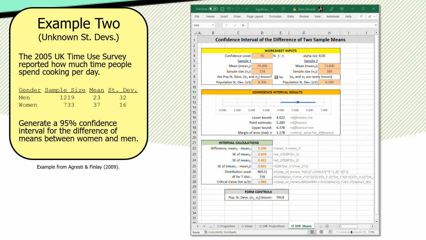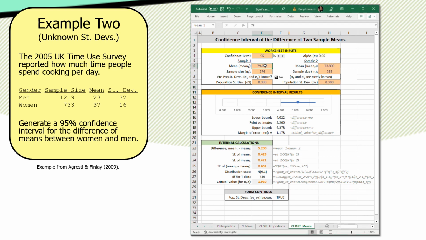Okay, so I'm looking at our confidence interval of the difference of two sample means worksheet. This problem asks us for a 95% confidence interval, so I will leave the confidence level as 95%. So sample 1 and sample 2, we've got to input the mean, sample size, and standard deviation for both samples. Now the problem asks for the difference of means between women and men. So I will make women sample group 1 and men sample group 2. So the mean should be a positive number, the amount in minutes more women spend cooking on average than men do.